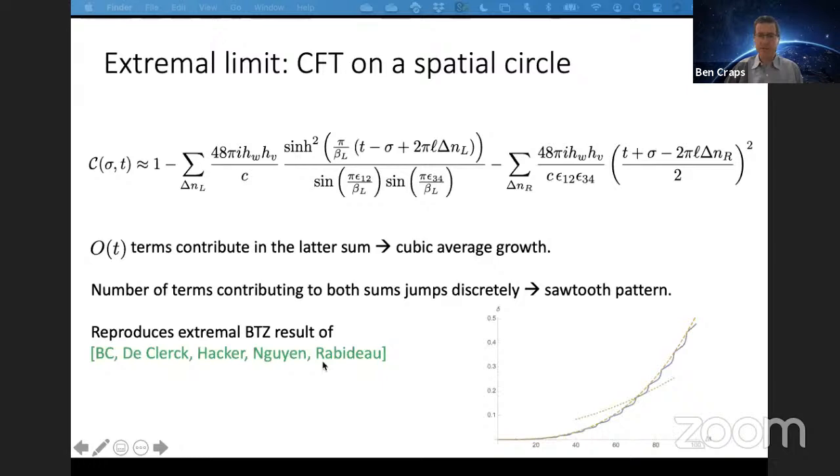And just one more slide, I think. Okay, so now let's go to CFT on a spatial circle in the extremal limit. In that case, we will, similarly as before, have a sum over the delta n's where the left moving Lyapunov growth applies, and then a sum over the delta n's where the right moving power law growth applies. And you might remember from the picture I had before that in the omega to 1 limits, this right moving region was getting squeezed. So there's many more terms contributing on the left than on the right.